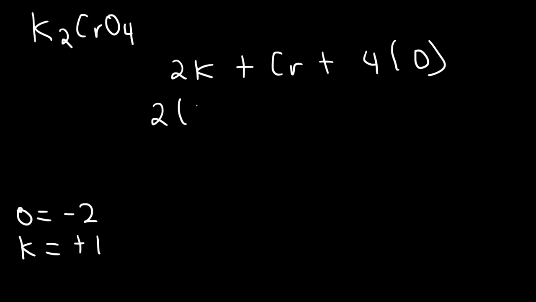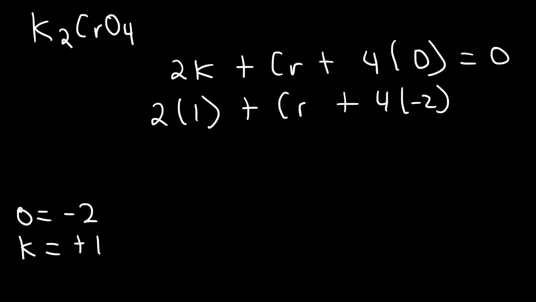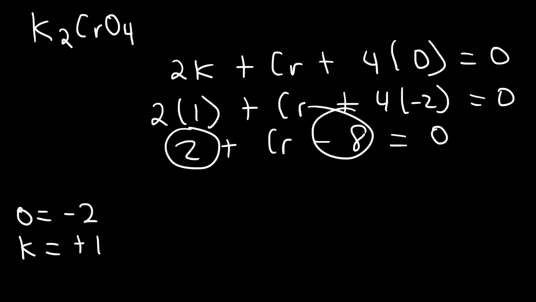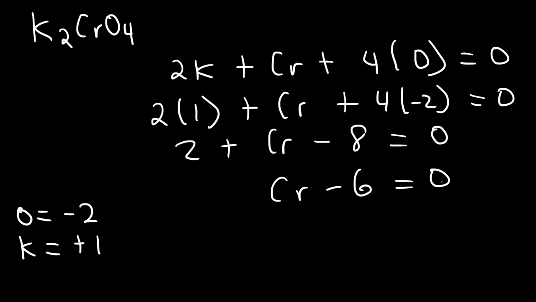So this is going to be 2 times 1 plus Cr plus 4 times -2, and all of that is equal to 0. So 4 times -2, that's -8, and 2 plus -8 is -6. So therefore, in this example, chromium has an oxidation state of +6.